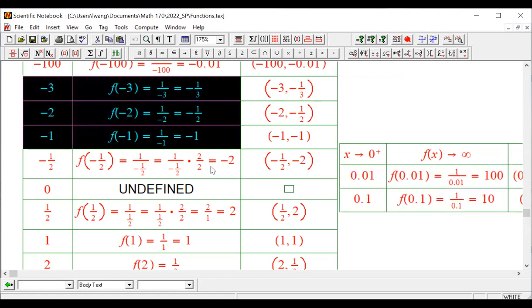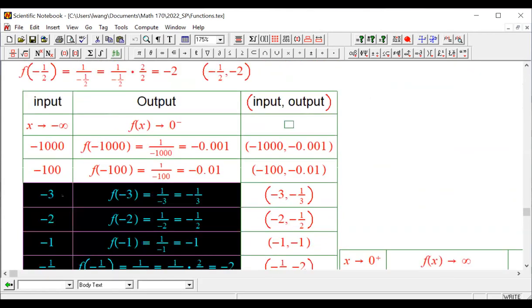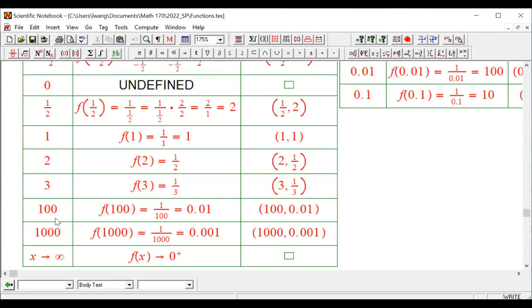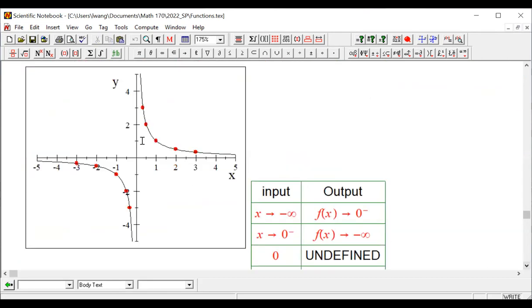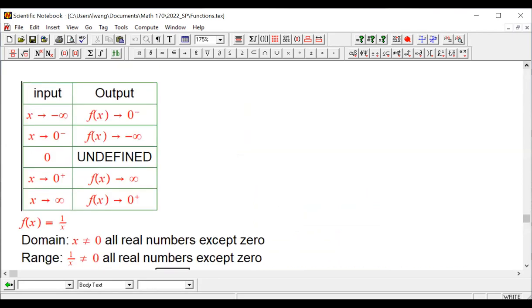So look at these points. These points are fairly easy to calculate: from -3, -2, -1, -1/2, nothing for 0 because 0 is undefined, and 1/2, 1, 2, 3. So for these we plot these points. You can see these points. I'm going to bring this down so you don't get distracted.